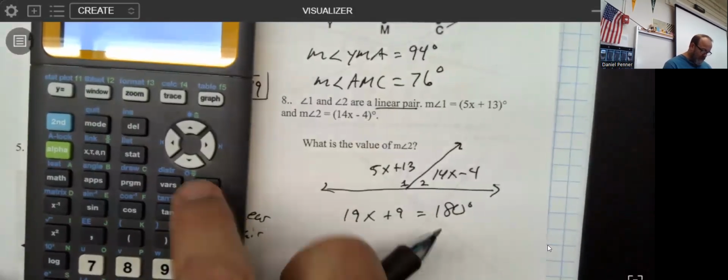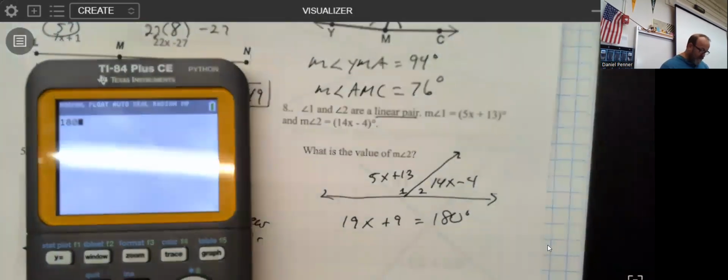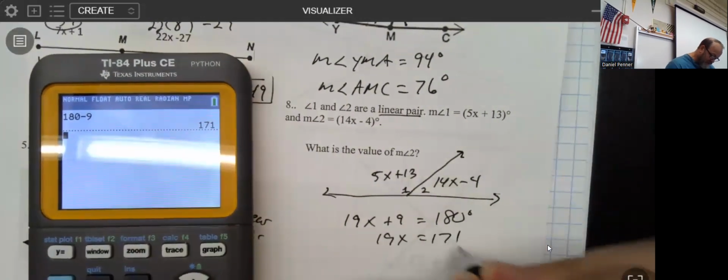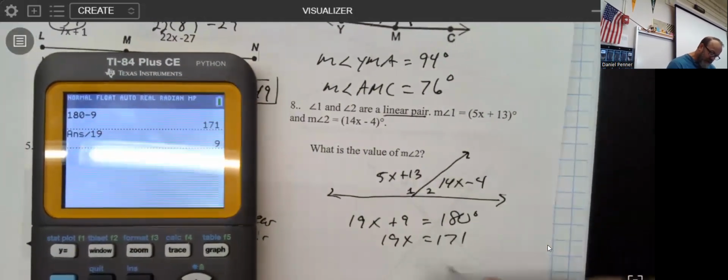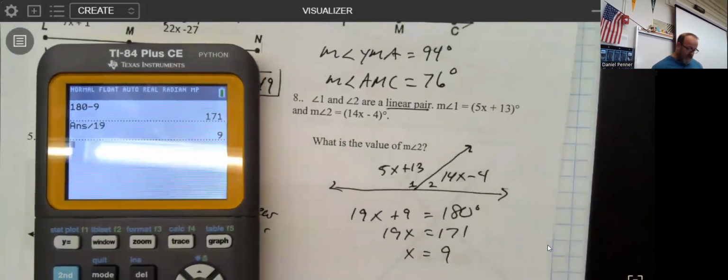I'm going to take my 180 degrees that I have here. Let's take away 9 from both sides. And so we're down to 19x equals 171. And if we divide it by 19, we get x equals 9. Now, you can't always get perfect pretty numbers, but it's okay.